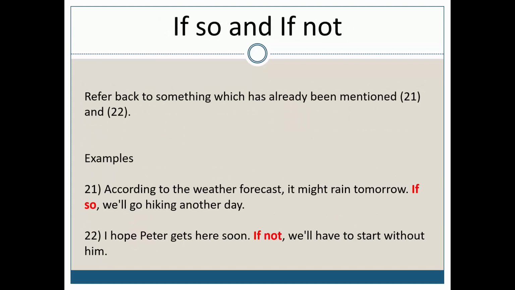Finally, we have if so and if not. If so and if not are used to refer back to something which has already been mentioned, as in examples number 21 and 22. According to the weather forecast, it might rain tomorrow. If so, we will go hiking another day. If so refers to the previous sentence.